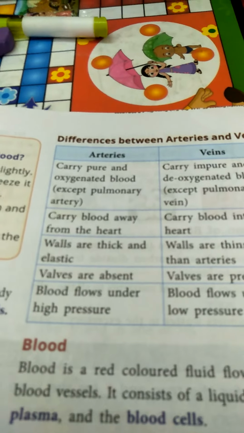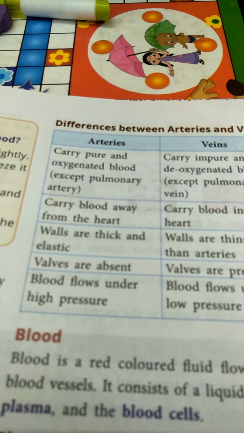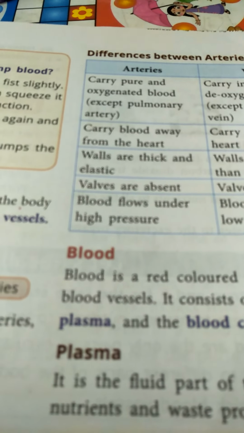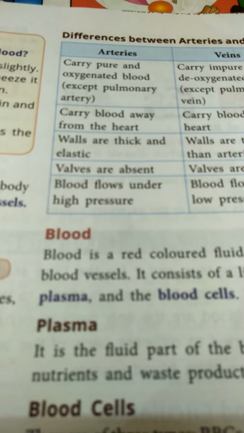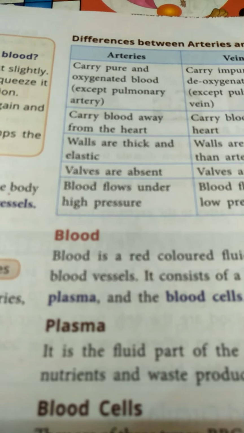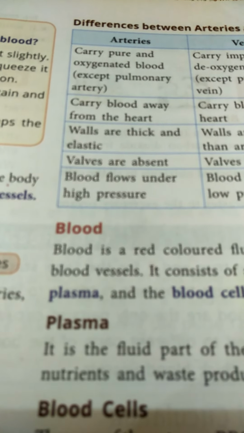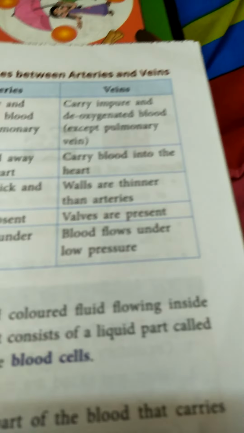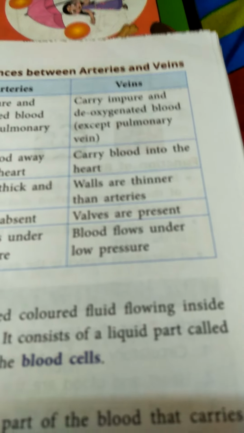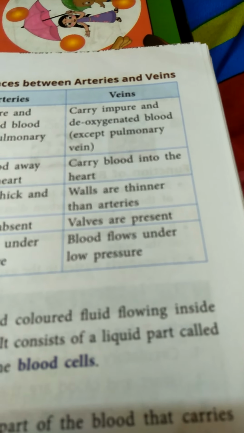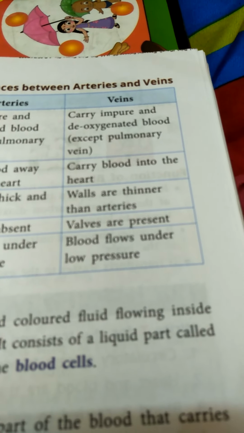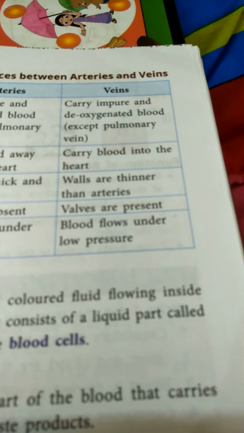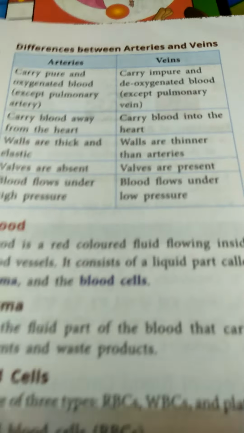Arteries carry pure and oxygenated blood, except the pulmonary artery, which carries blood away from the heart. Valves are thick and elastic. Valves are absent. Blood flows under high pressure. Veins carry impure and deoxygenated blood, except the pulmonary vein, which carries blood into the heart. Valves are thinner than arteries. Valves are present. Blood flows under low pressure.